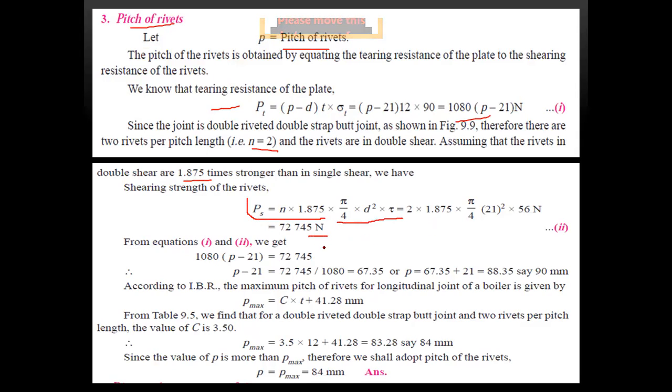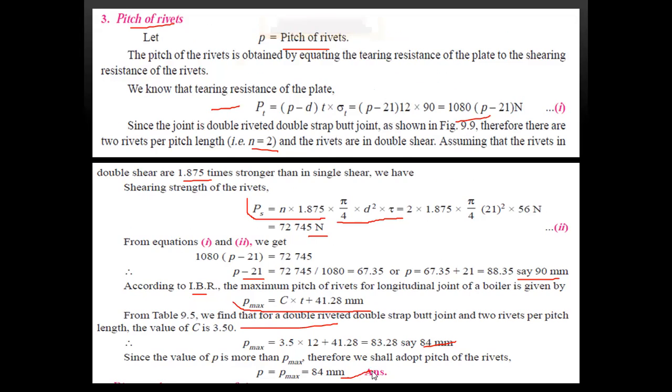Now equating 1 and 2, we are getting P value equal to 90. According to the Indian Boiler Regulations, P max is equal to C into t plus 0.28, that is, P max is equal to 84 mm. Therefore, since the value of P is more than P max, we shall adopt the pitch of the rivets P equal to 84 mm. So this is the final conclusion. You have to wait.